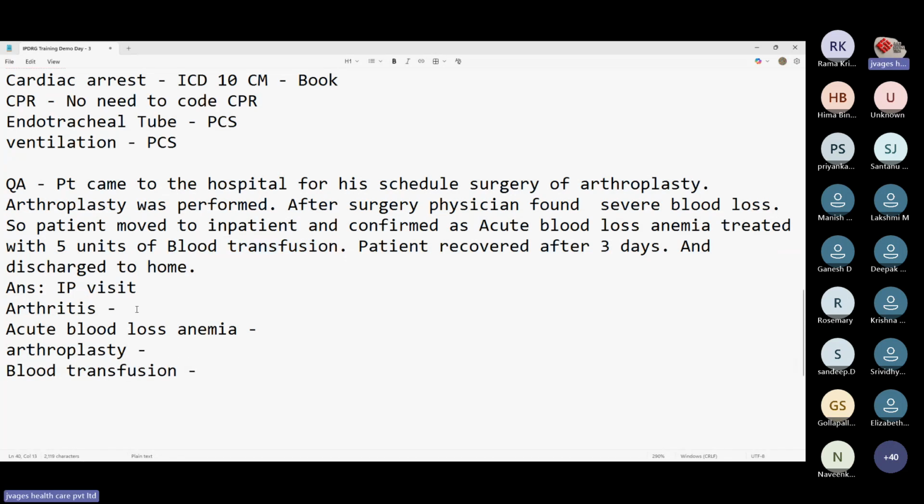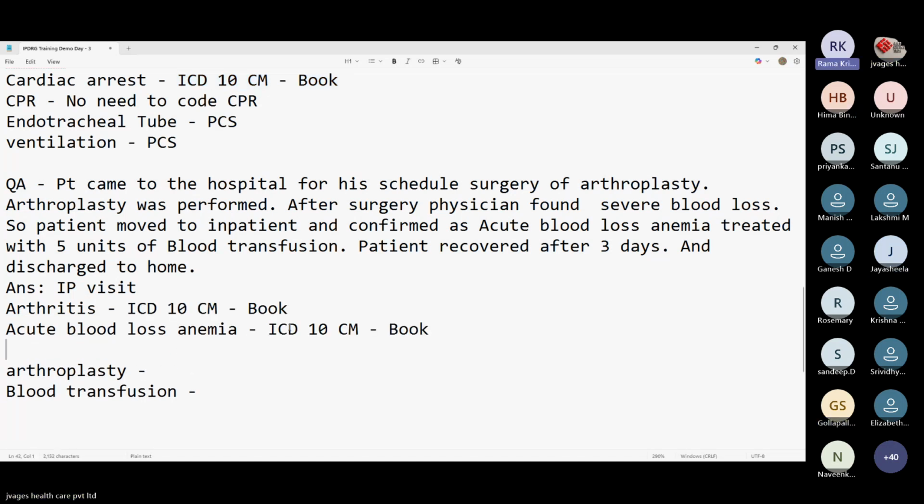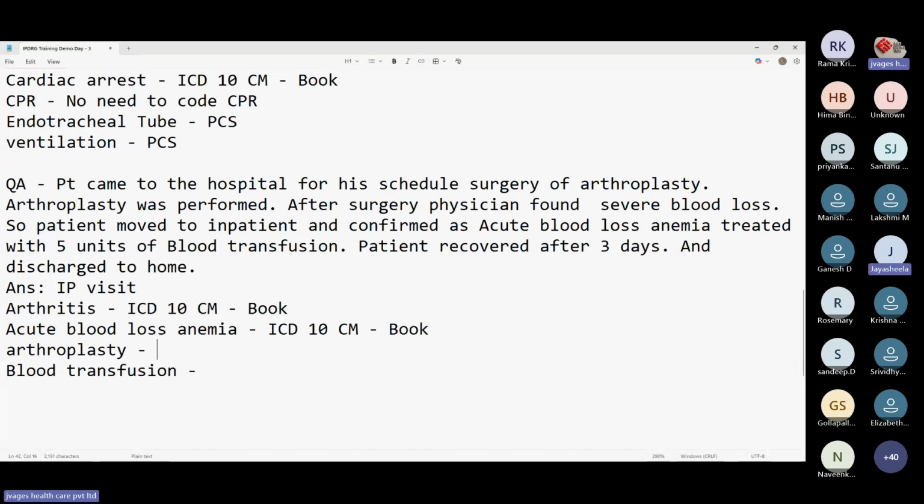Now arthritis comes under which code set I need to use? ICD-10. Acute blood loss anemia? ICD-10. Yes. Arthroplasty procedure, is it ICD-10-PCS or CPT? PCS. Blood transfusion? PCS. Simple. Now I think you people have understood the concept, right?